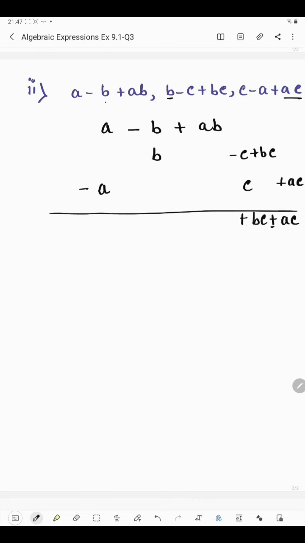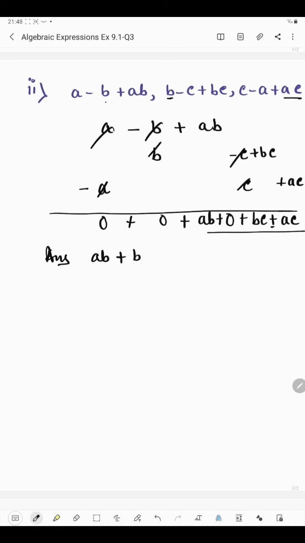Now C minus C, opposite sign but the same variable, so it's 0. Then AB will come down and the sign of AB is positive, so we'll put a plus sign. Now B minus B is 0 and A minus A is 0. So the answer of the second part will be this. It's AB plus BC plus AC. Now coming to the third part.